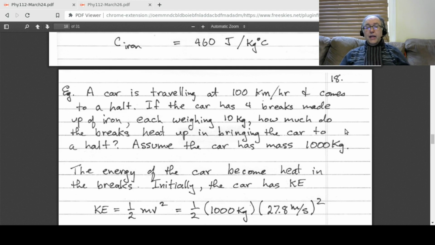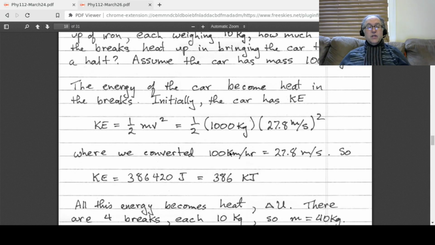Okay, and let's assume that the car has a mass of about 1,000 kilograms. All right, so the first thing is, where did that energy go, or how much energy was lost there? We say lost in quotes because it's not lost. We know where it is. It's in the heat.